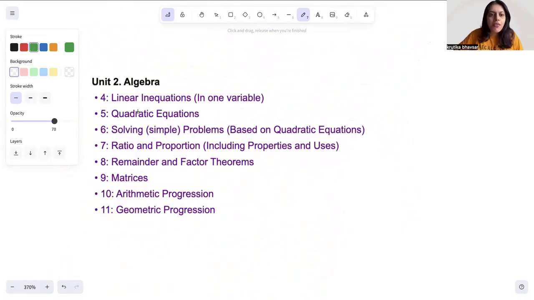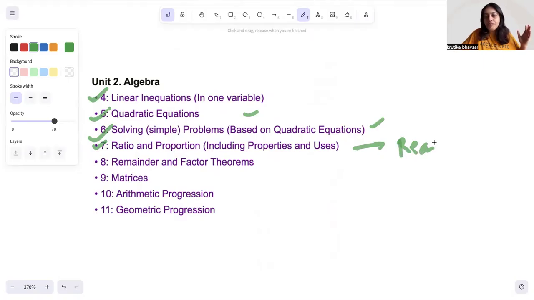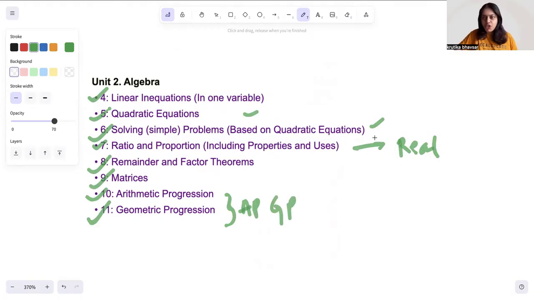Okay. Now, algebra, we have linear inequations, we have quadratic equations, and solving simple problems. Again, that is a part of quadratic equations. So, we are going to cover these two in just one go, in one class. Then we have ratio and proportion, which is a very interesting chapter if you really understand, and it is the most applied chapter in real life. Okay. Then we have remainder and factor theorems. We have matrices, AP and GP. Again, AP and GP we are going to cover in one particular session. Okay. So today's focus is going to be linear inequations in one variable.